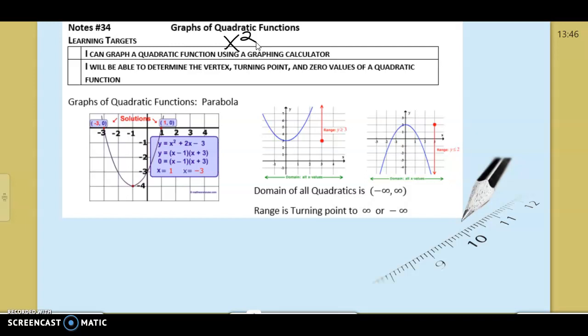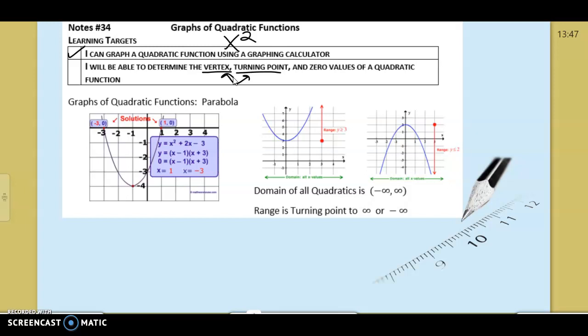So by the end of this, you'll be able to graph a quadratic function using a graphing calculator, and be able to determine the vertex, the turning point, the zero values, and a few other things. But let's understand vertex and turning point are actually the same thing. So different word for the same thing, and I'll explain why in a little bit.